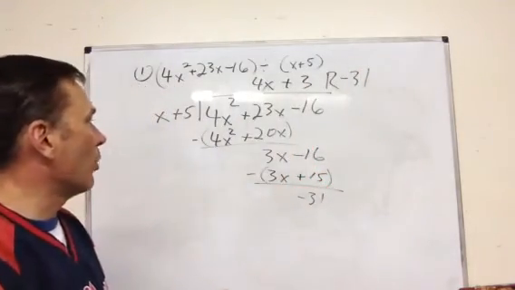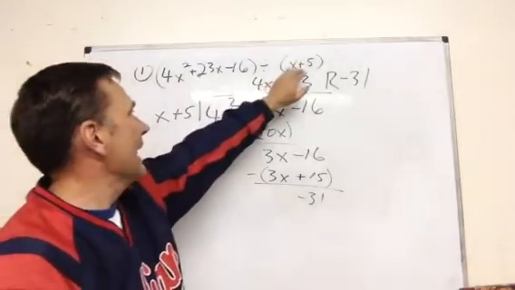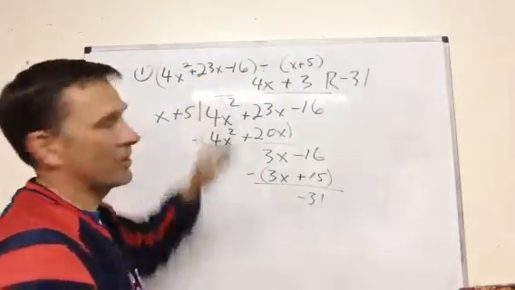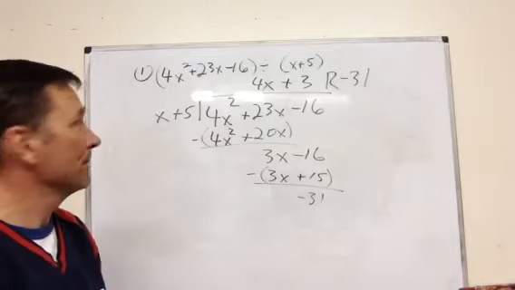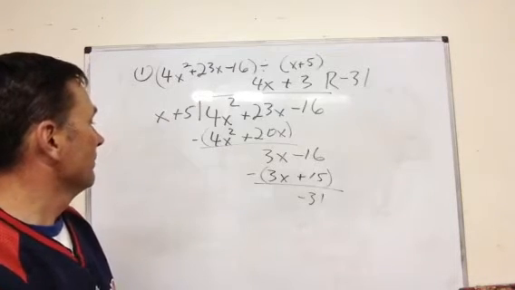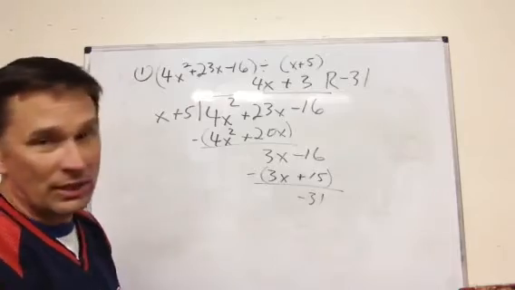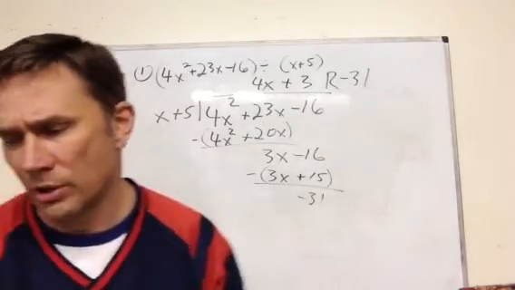Now this is kind of important because this can tell us that x plus 5 is not a factor of 4x squared plus 23x minus 16. And we're done. Okay. So make sure you got that down. We're going to do another one here.